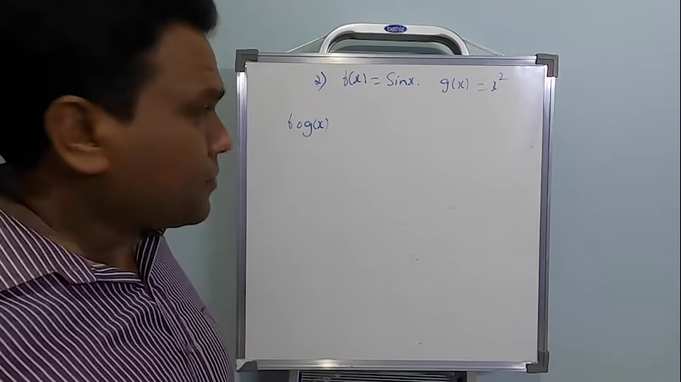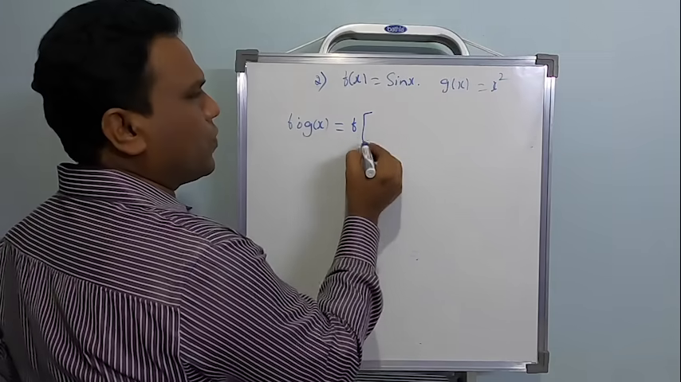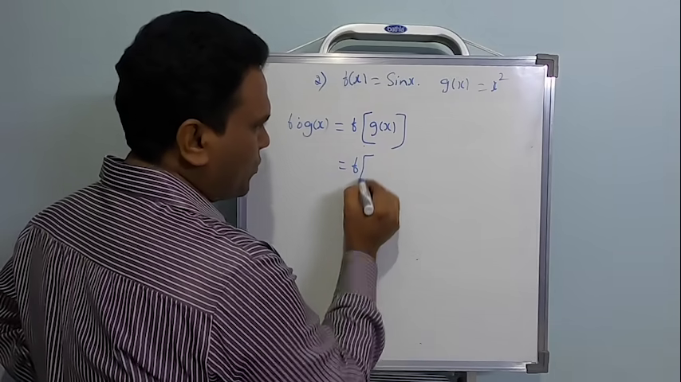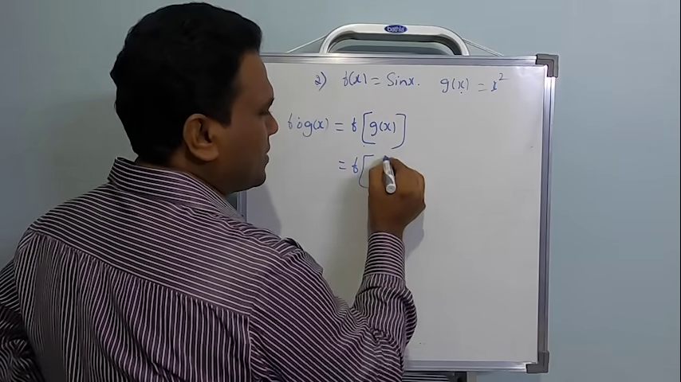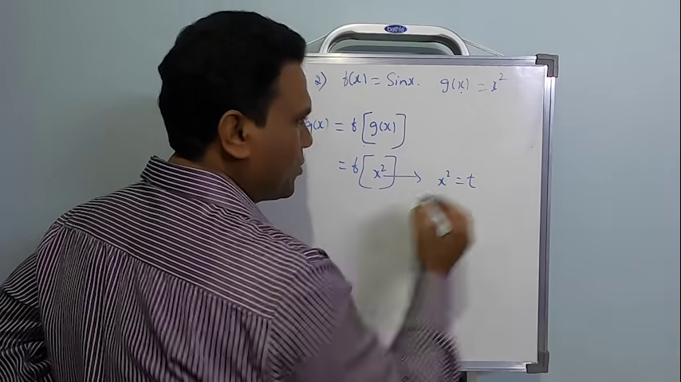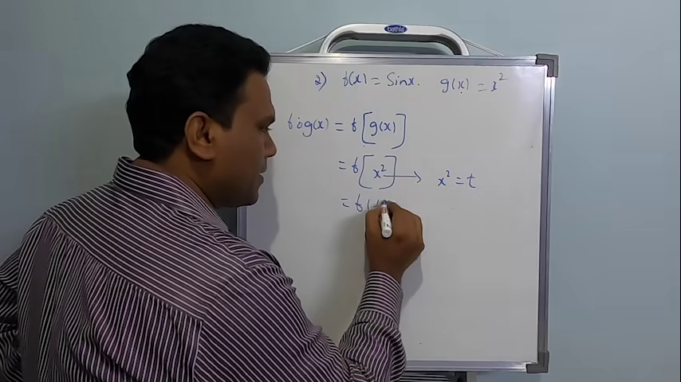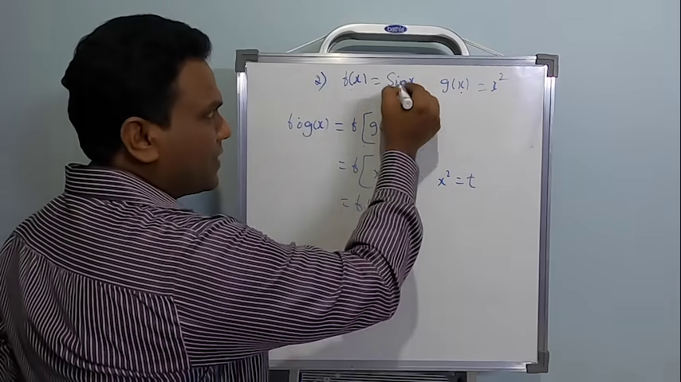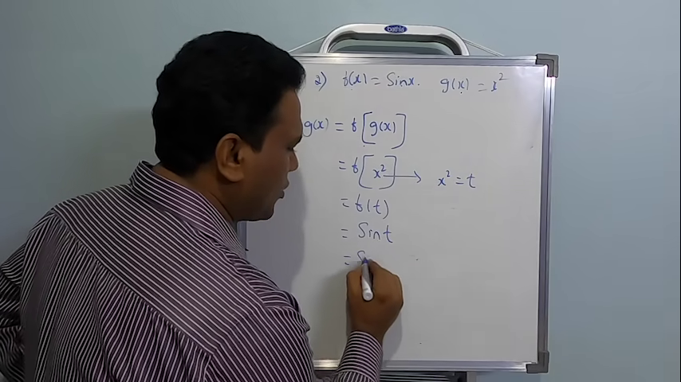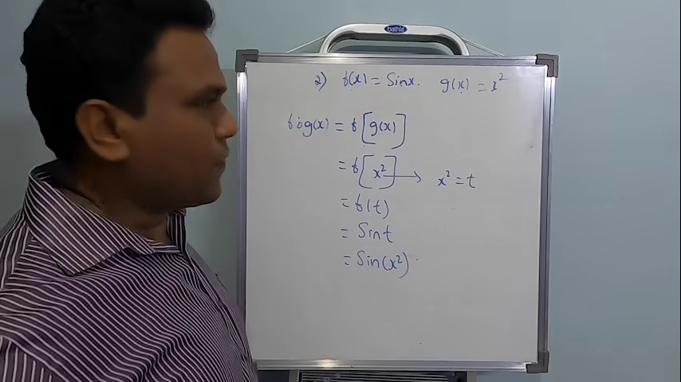Then f of g of x can be rewritten as f, in place of g put the bracket g of x. Fine. So f, what is g of x? g of x is x square. So I will suggest to give a name. Let me put x square equal to t. Just naming, that's it. So this will become f of t. If f of x is sin x, f of t will be sin t. The value of t is x square. This is f of g.